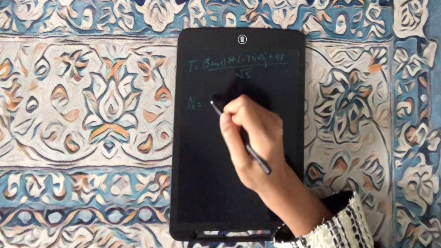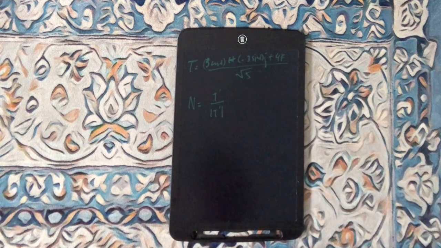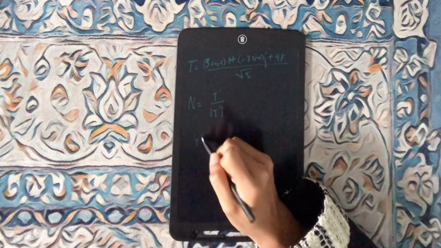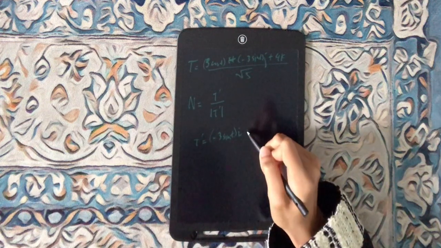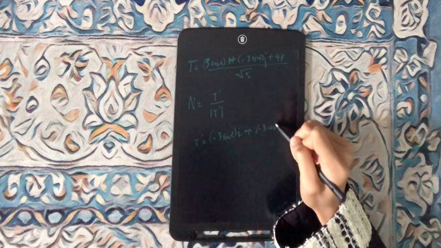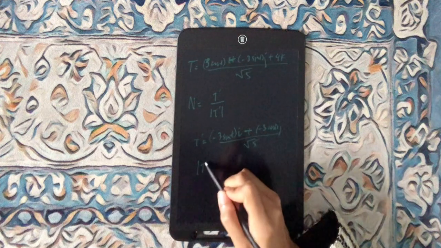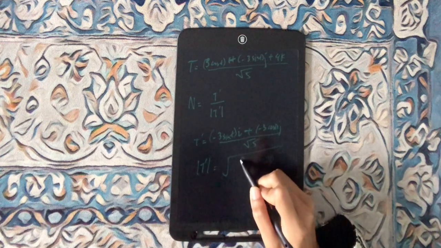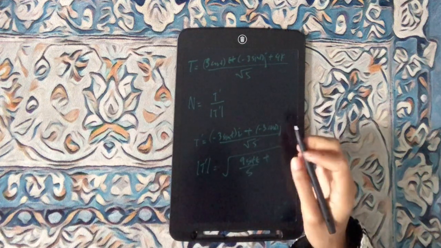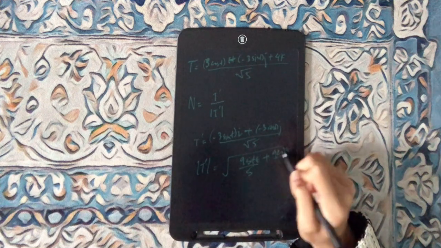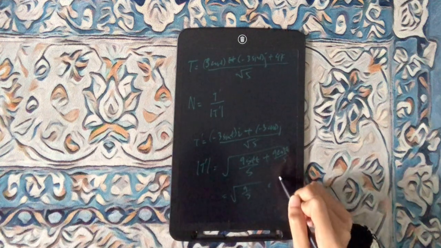Now we need to find your N. N here is equal to T prime over magnitude T prime. So you need to differentiate your T. What is your T prime? It will be negative 3 sin t i plus negative 3 cos t j over 5. Okay, so this is your T prime. And what is your magnitude? It will be the square root of 9 sin square t over 25 plus 9 cos square t over 25.